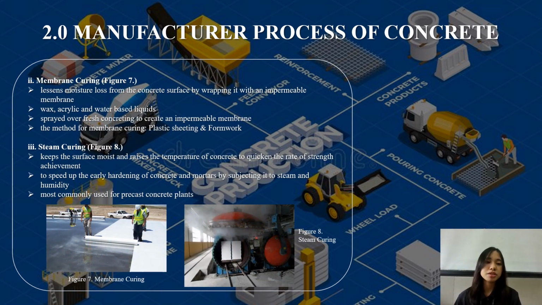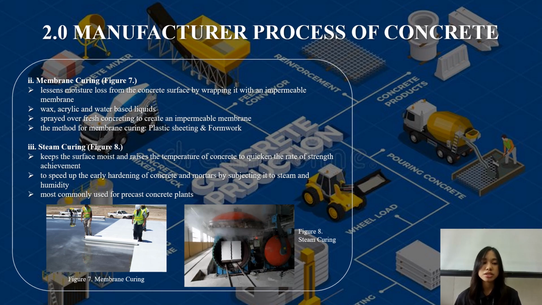The second method is membrane curing. This curing is to lessen moisture loss from the concrete surface by wrapping it with an impermeable membrane. Wax, acrylic, and water-based liquid are spread over fresh concrete to create an impermeable membrane. The methods for membrane curing are plastic sheeting and formwork.